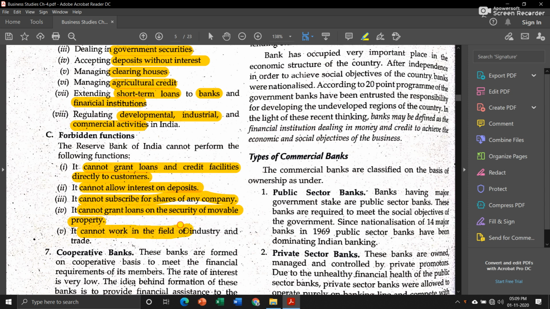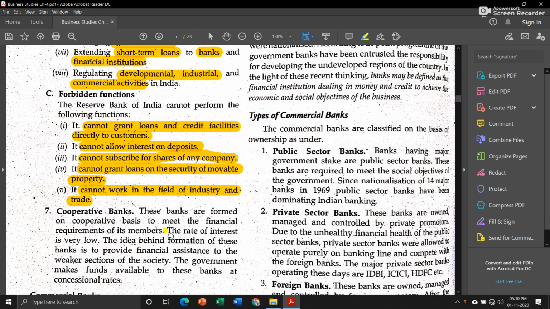Then it cannot work in the field of industry and trade. Even though RBI works for developmental work and industrial work, they cannot perform as a normal bank to the industries. Then the last type of bank is cooperative banks. These banks are formed on a cooperative basis.